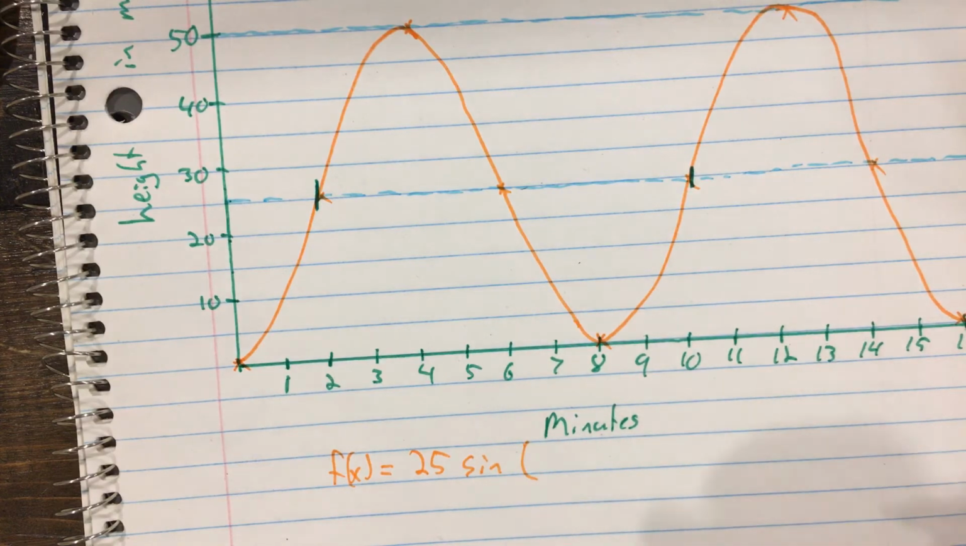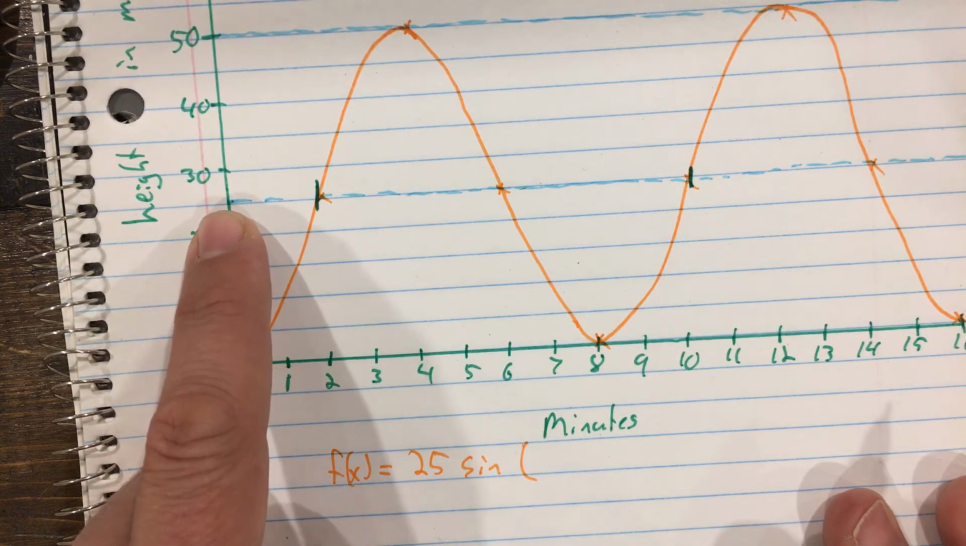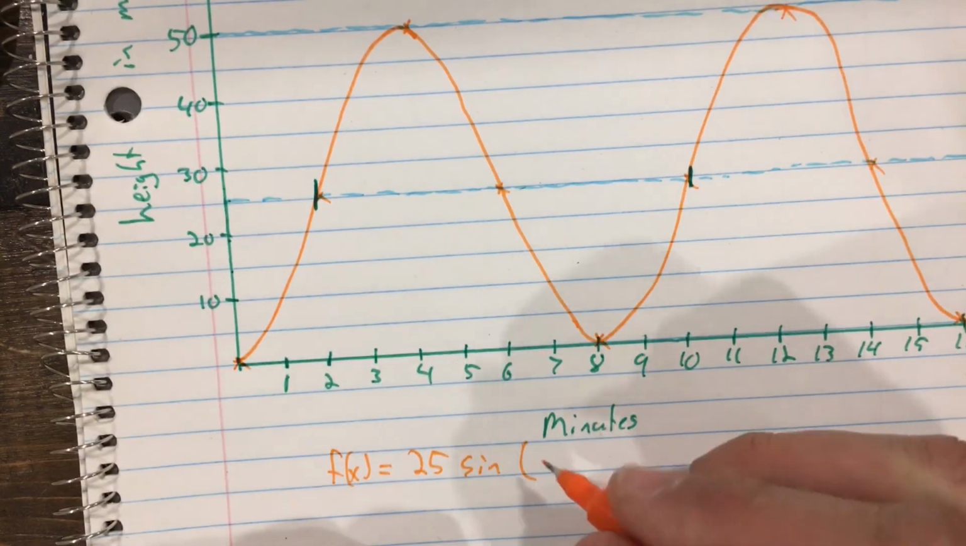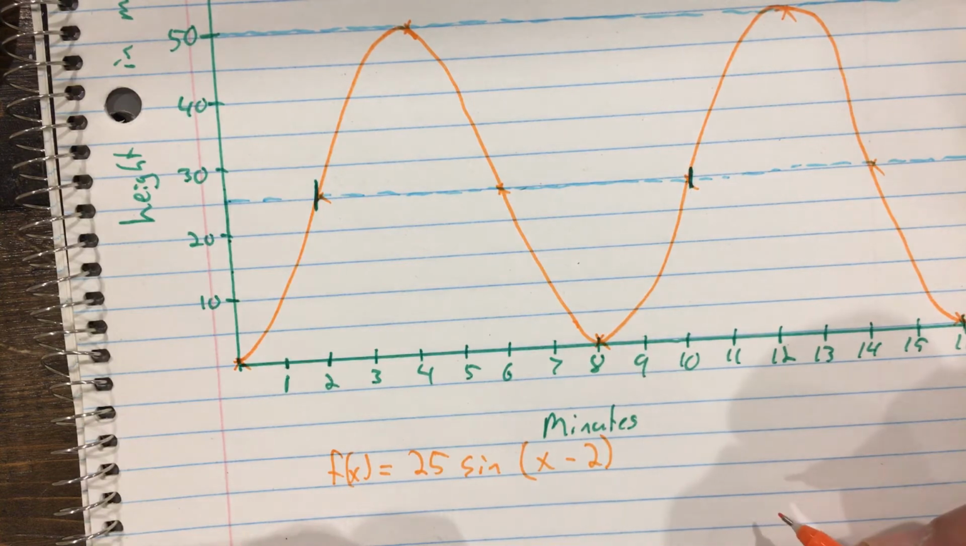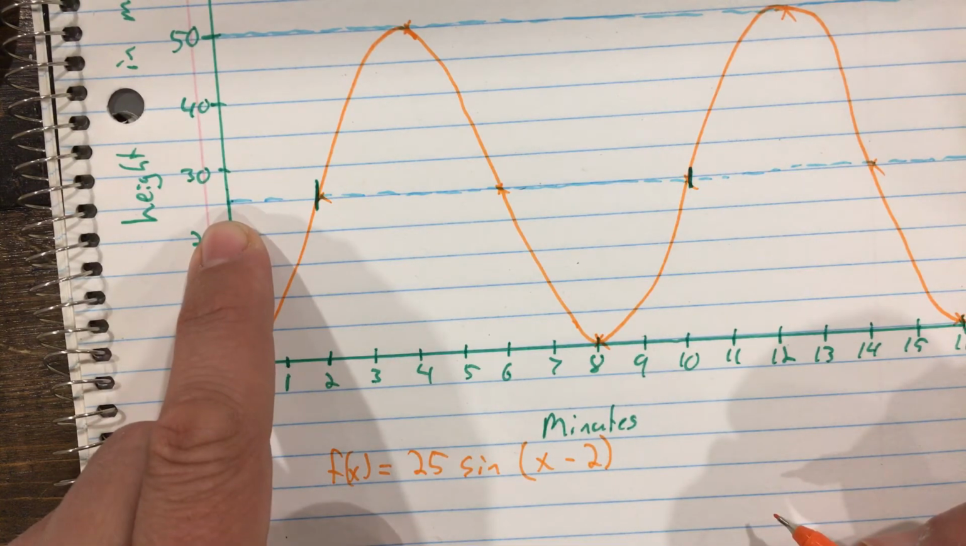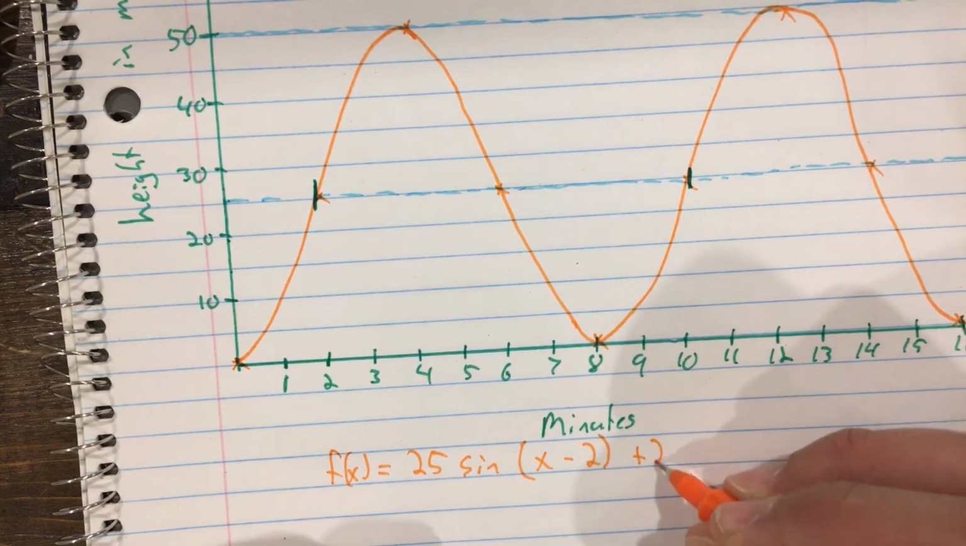and I have a phase shift. A phase shift, well, I did not start at 0. I started at 2 minutes. So x minus 2. And I am not starting at 0 either, where my normal sine function is. I'm up 25 in the air.